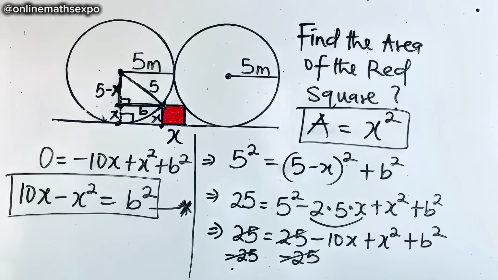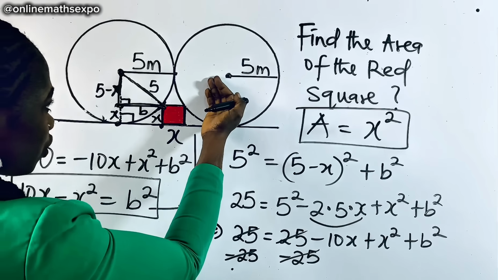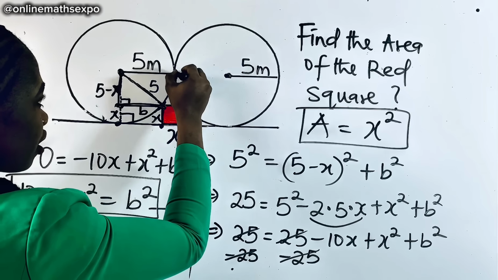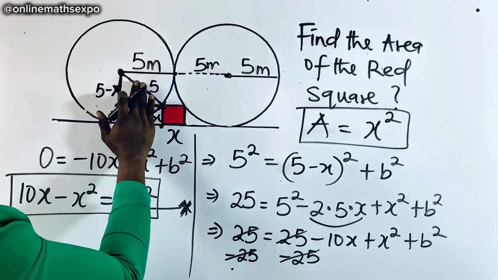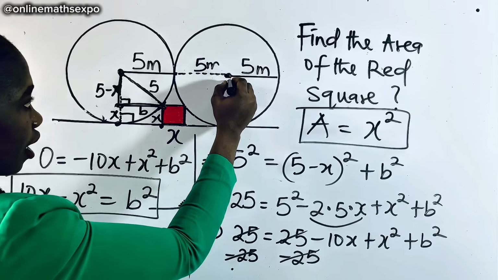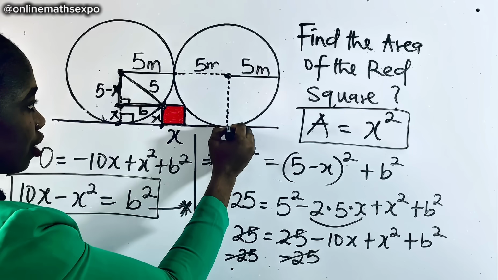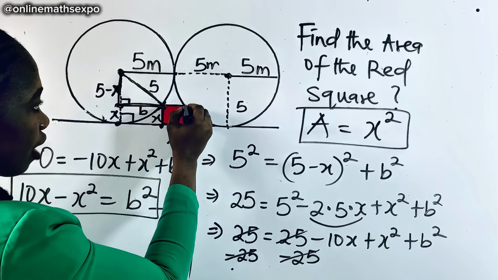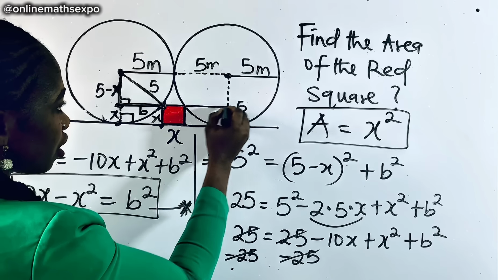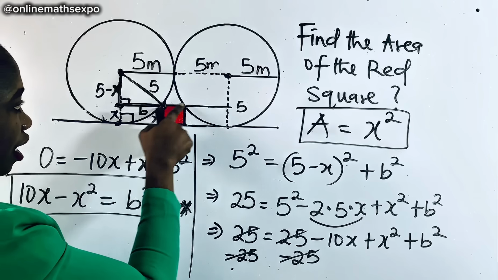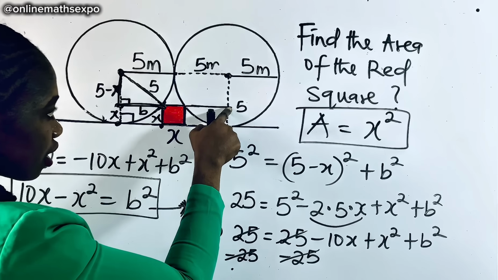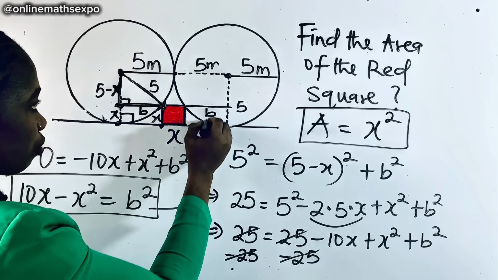So what do we do next? If you go back to the second circle, you see that from here to here gives you your radius, which is 5 meters. You can repeat the same thing you did here. You also have that from here to here is still your 5. Then from here to this point is also going to be this. They are the same. So whatever you have from here to here is equal to what you have from this end to this end, which is also your B.